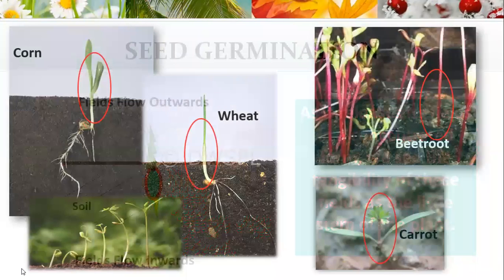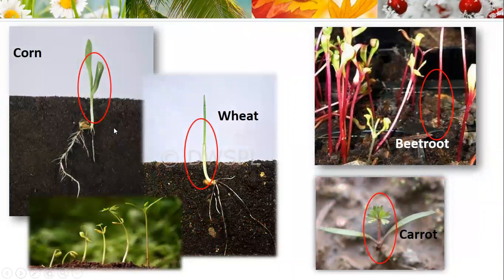And here's just some of the examples I just took. There's corn, that first little stem and the leaf coming out. There's wheat and beetroot and carrot, and there was another plant just with the different stages. So as we can see, it's the same principle, doesn't matter what type of seed it is.